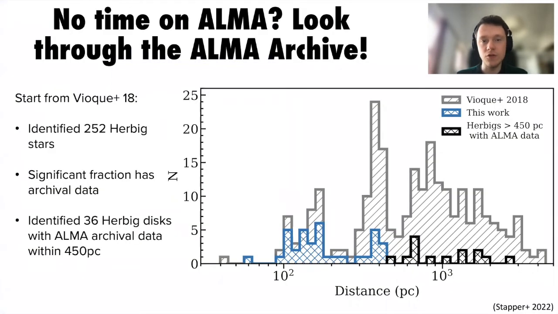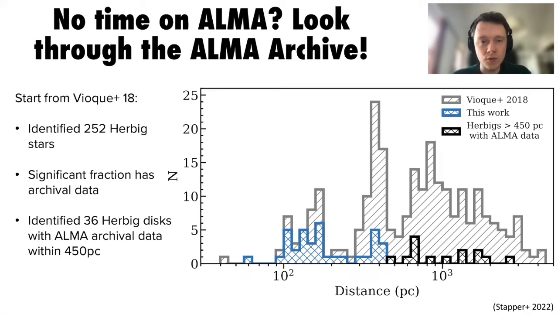So what do you do when you don't have any time on ALMA? Well, luckily, the ALMA archive is a treasure trove full of useful data. So we started from Vioque et al. 2018, who identified 252 Herbig stars in total. On the right, you can see a histogram, and the gray histogram is this survey.